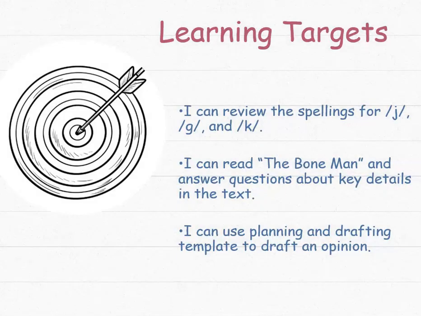Let's review our learning targets. I can review the spellings for J, G, and K. I can read The Bone Man and answer questions about key details in the text. I can use planning and drafting templates to draft an opinion.